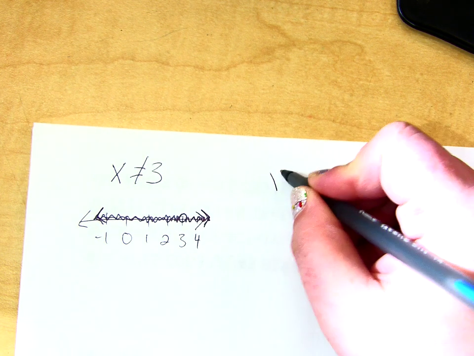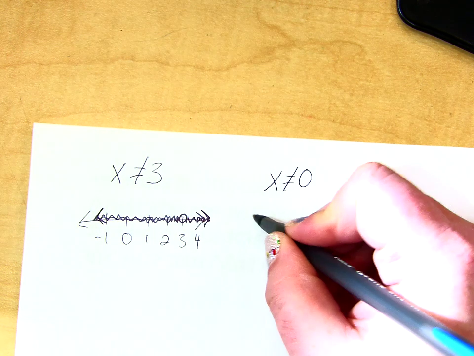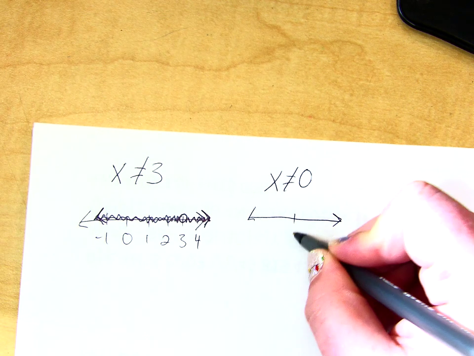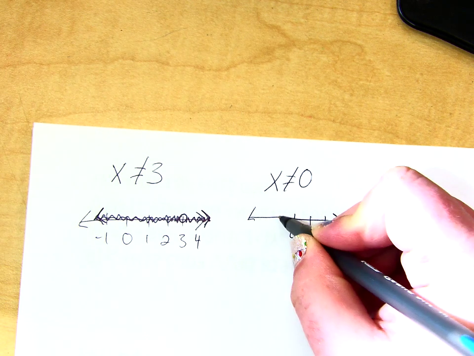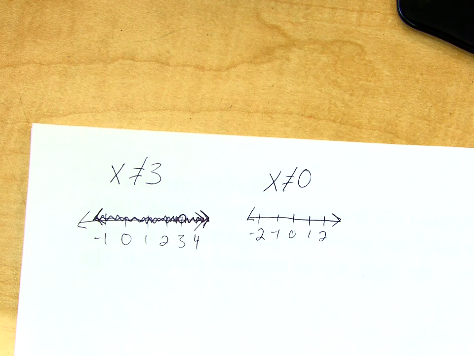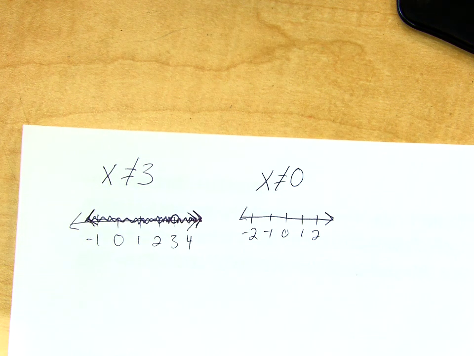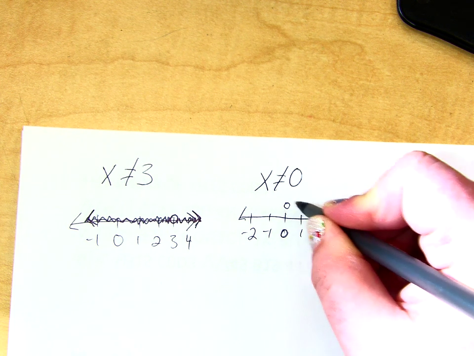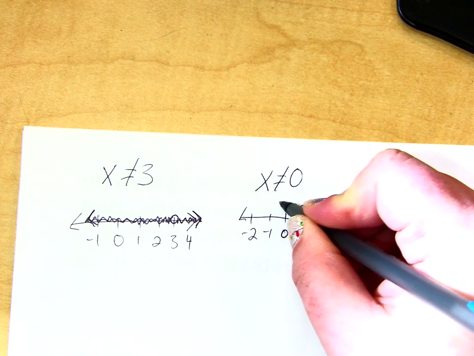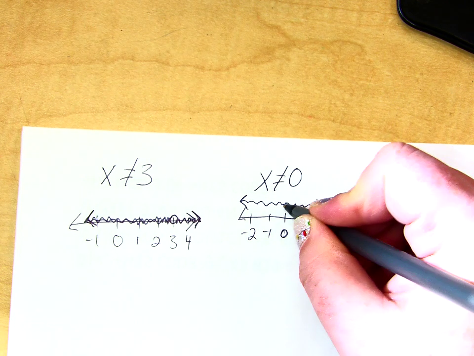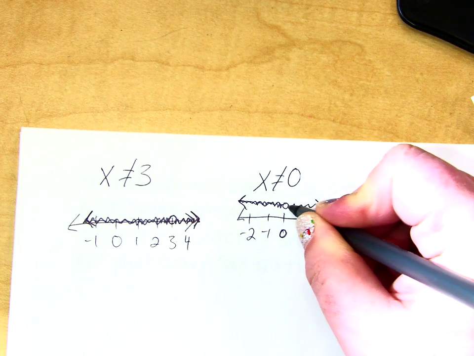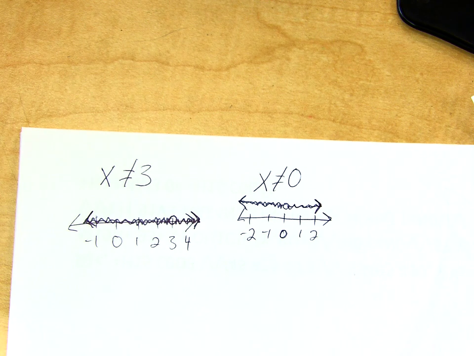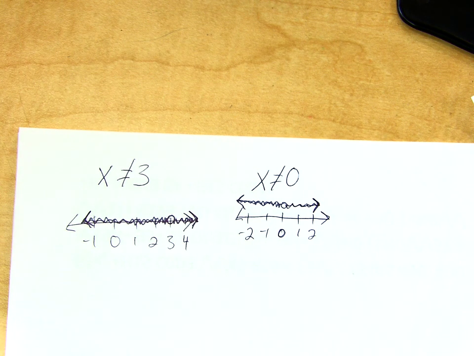So, I don't know, just do x can't be 0 for me. Show what that would look like. I have the solution. What kind of a dot at 0? Open, and then just shade both ways. All right. Easy enough? Okay.